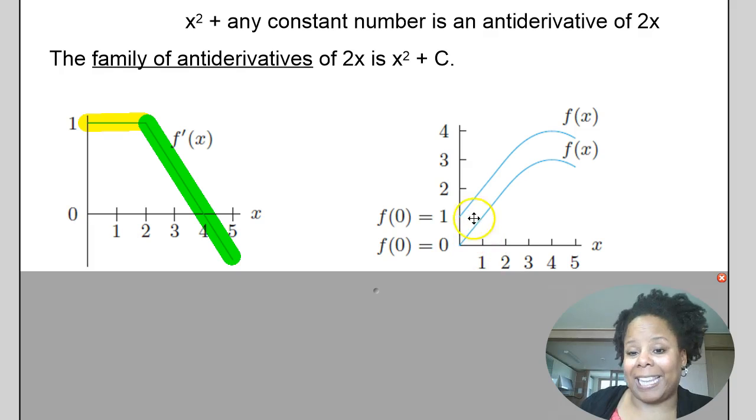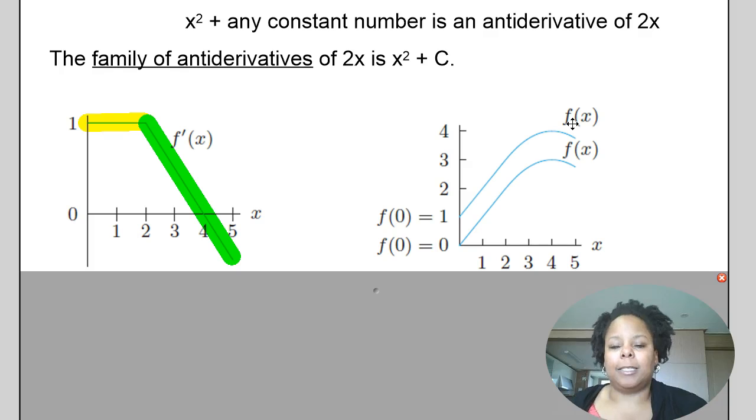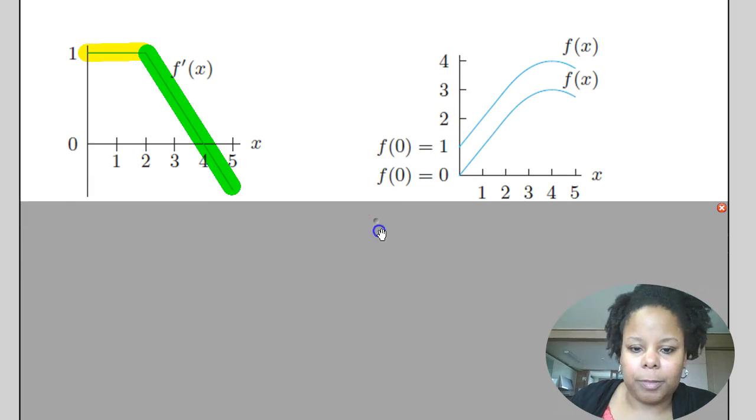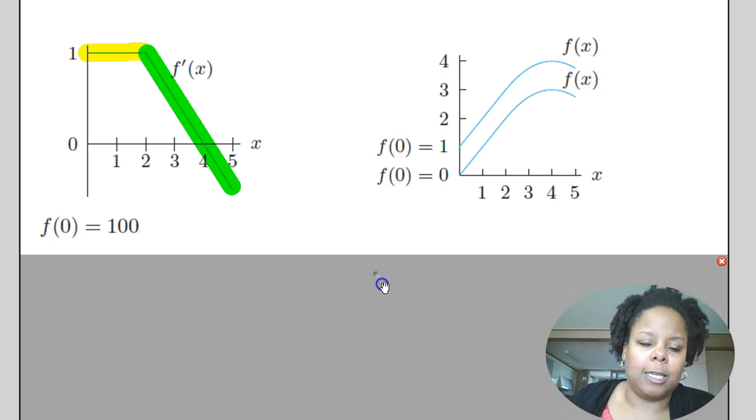So every antiderivative is going to look like this, but the position on the axes is going to be dependent on what its constant is. Okay? So how do we represent that? Well, let's start with the problem.